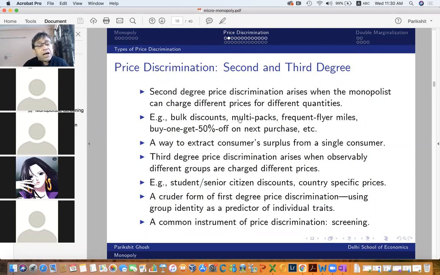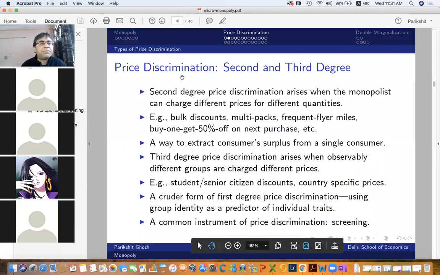Student discount. Now, you can look at it through the lens of benevolence and social goals, that this company doesn't just care about profits. But even caring about profits would provide you a reason to offer cheaper prices to some observably distinct groups, like students, for example. Or if it's a textbook, you may want to charge different prices for the American version or the European version versus the Indian edition. Okay, so third degree is first degree in a cruder way. Let's focus on second degree price discrimination.